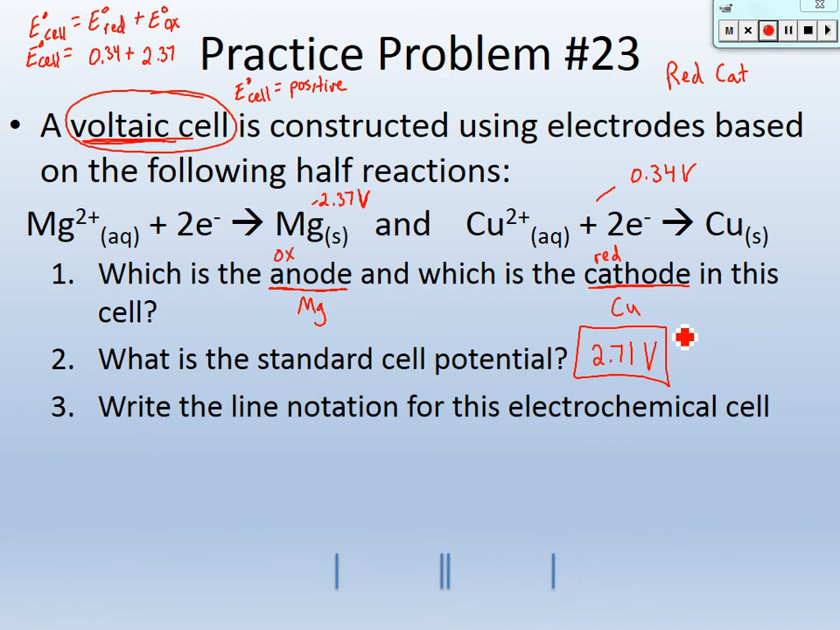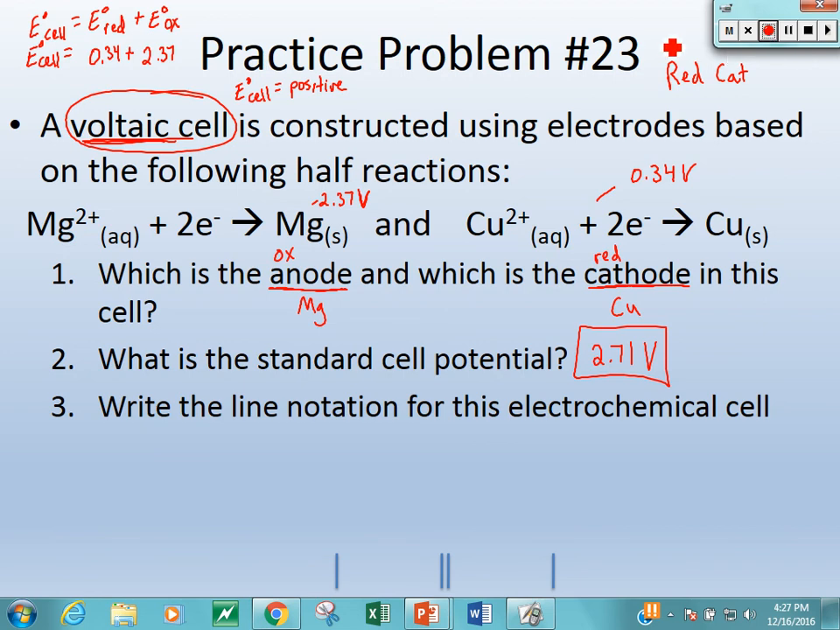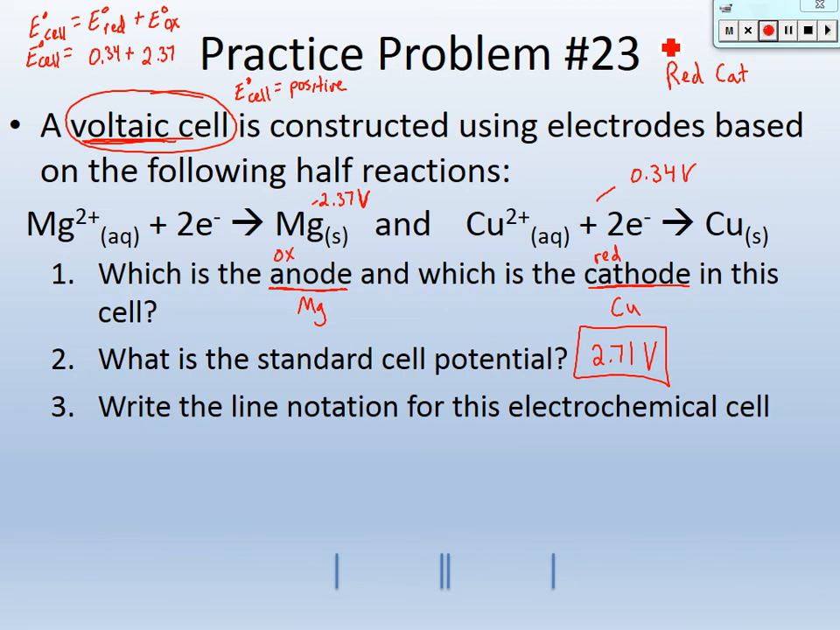And number 3, it wants you to write the line notation for this electrochemical cell. Remember, there's a specific way to write the line notation. I would want you to put your answer down here, or on your guided notes, write in your answer. Let me give you a second. Please try that one and see if you can get the line notation correct. Okay, let's see how you did.